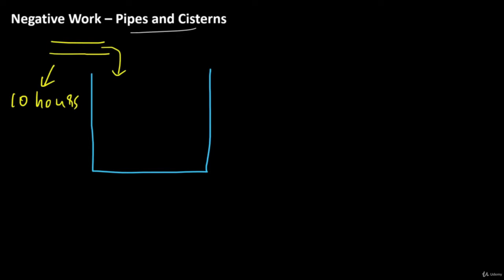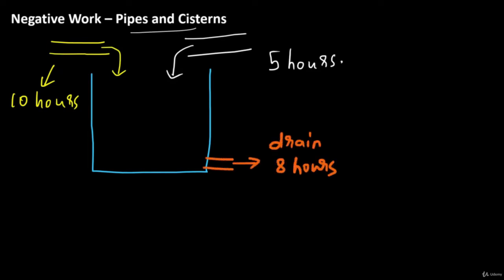Now let's think of negative work in the context of pipes and cisterns. So over here I have a tank, and there is a pipe that can fill this tank in 10 hours by itself. There is another pipe that can fill this tank by itself in 5 hours. And there is a draining pipe that can drain the completely filled tank in 8 hours. Now, what would be the net effect if all these three pipes are opened at the same time? So what would happen in 1 hour? Let's try to find that out.